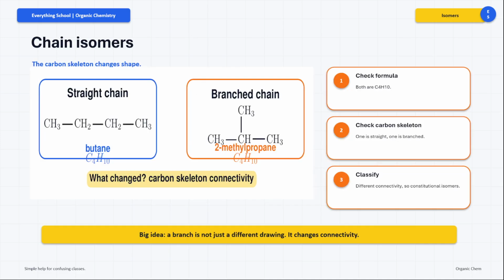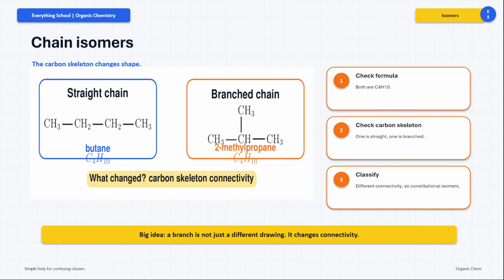Slide 7. Chain isomers, butane versus isobutane. Both butane and isobutane have the molecular formula C4H10. Butane has 4 carbon atoms in a continuous chain. You can think of it as carbon, carbon, carbon, carbon in a row. Isobutane, also called 2-methylpropane, has a branch structure. It has a central carbon connected to 3 methyl groups. The formula is the same, but the carbon skeleton is different. That makes them constitutional isomers. More specifically, they are chain isomers.